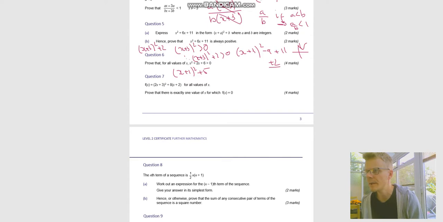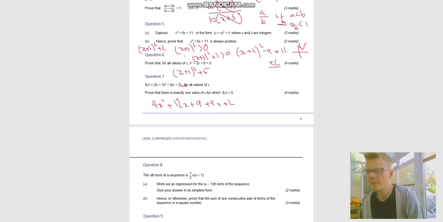Okay, so to say that in another way, essentially there's just one solution to the equation f of x equals 0. So f of x is the function. If we just get stuck in and expand this bracket, we get 4x squared plus 3 times 2x, which is 6x twice, so you get 12x from that, plus 9, plus 8x, plus 2.